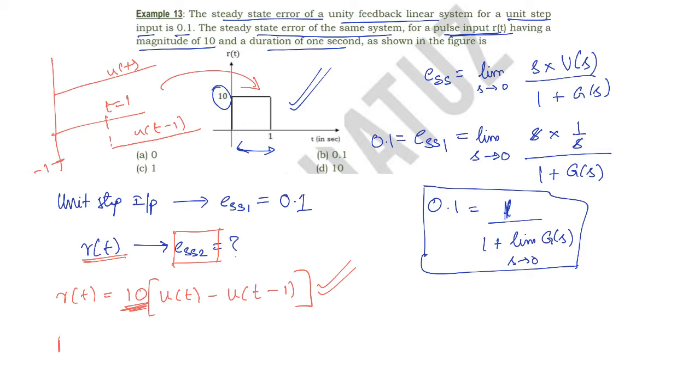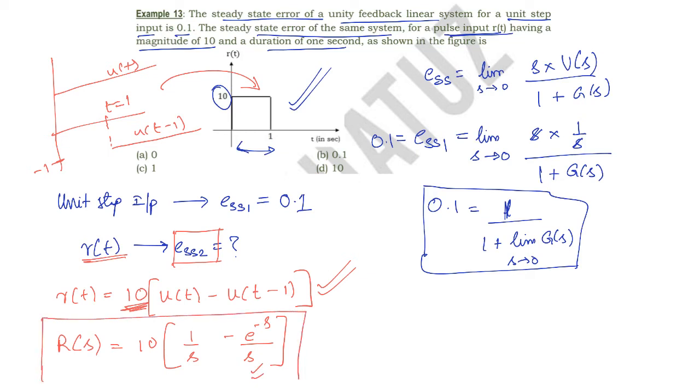Now what will be the Laplace transform of it? This will be equal to 10 into the Laplace transform of u of t, which is 1 by s, minus u of t minus 1, which is a time shifting function, so it will have e to the power minus s divided by s. You can use the time shifting property and you will get this function. This entire thing is the Laplace transform of the input.